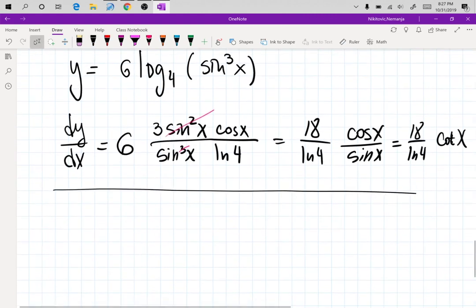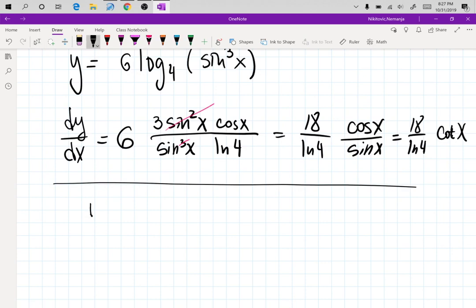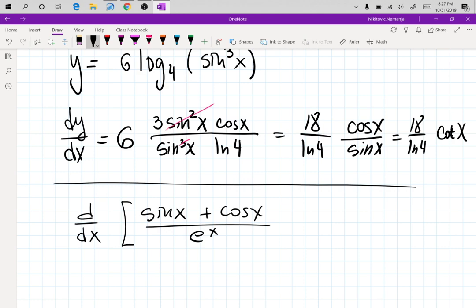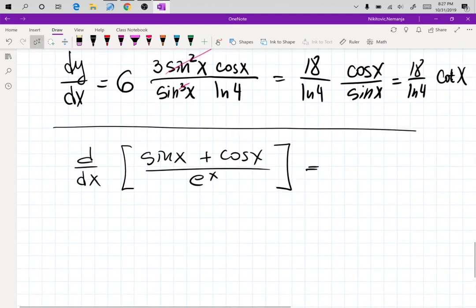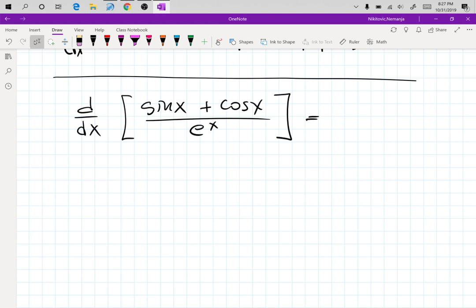And sine x plus cosine x over e to the x. The derivative of sine x plus cosine x divided by e to the x. This is going to be quotient rule because I have division, right? And that is e to the 2x because I have to square it. E to the x squared, 2 times x is 2x.